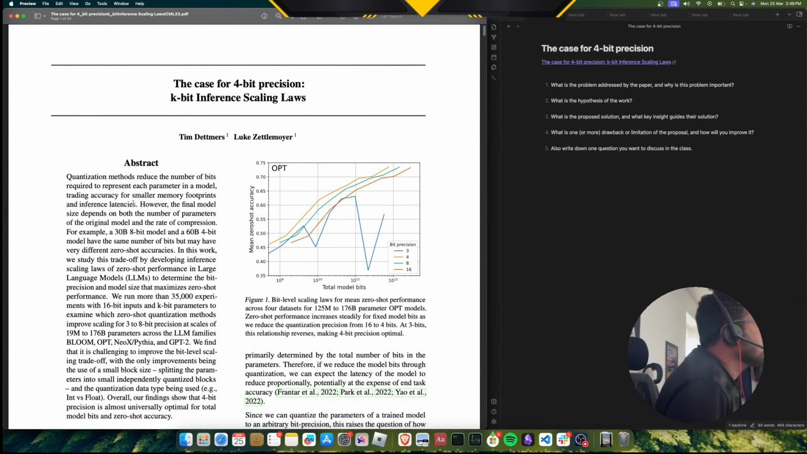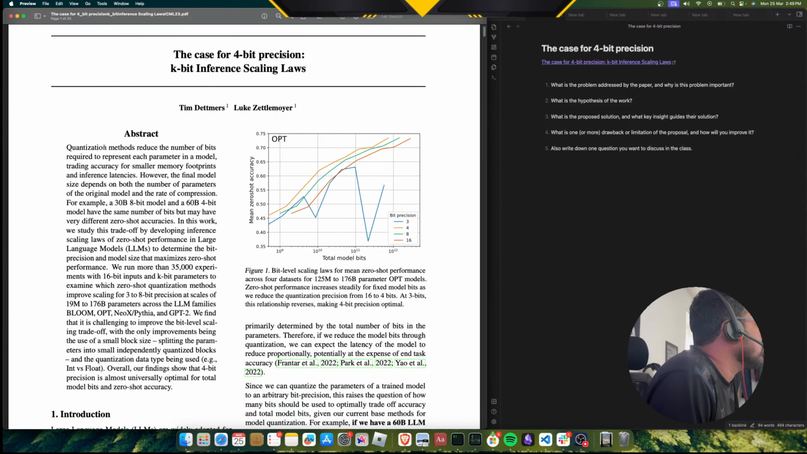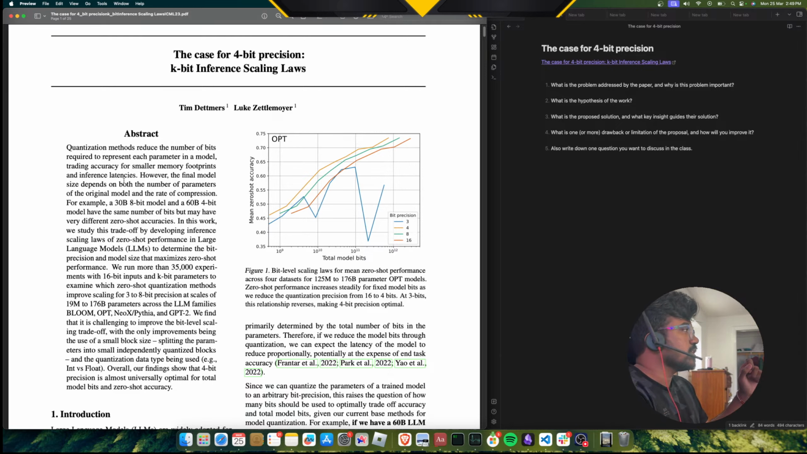So the paper starts talking about quantization. According to them, quantization methods reduce the number of bits required to represent each parameter in a model, trading accuracy for smaller memory footprints and inference latencies. So I think what they are saying is that by quantization we reduce the number of bits required to represent each parameter, trading accuracy so that we get smaller memory footprints and inference latencies.